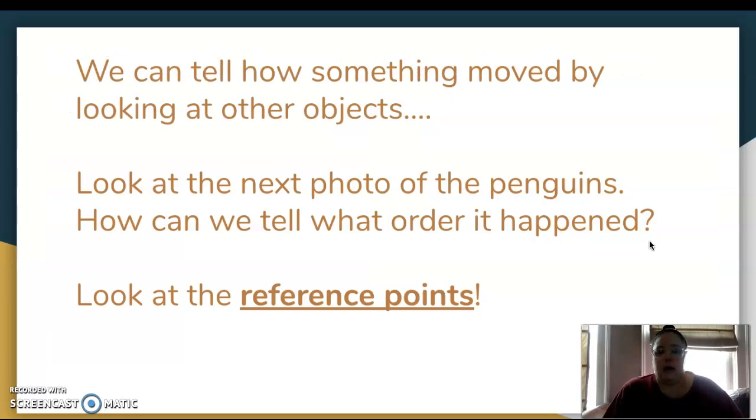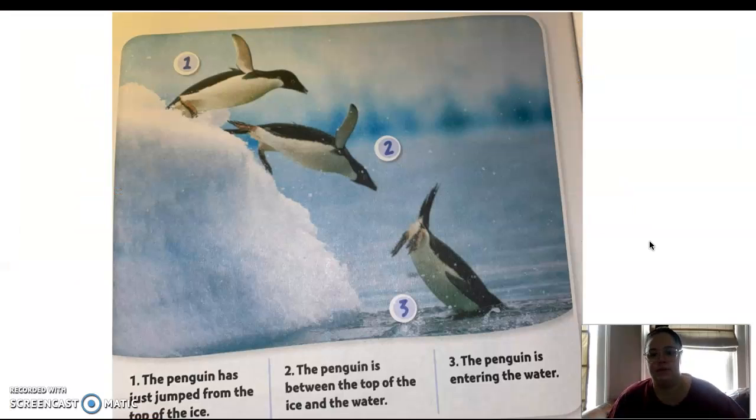So how do we tell how objects are moved? We typically look at other objects in the frame. So we're going to look at the next picture of some penguins. And I want you to think about how can we tell what order this is happening in. So again, look for those reference points. Look for the objects around the penguins. So it's already labeled for you, but let's see how they figure this out.